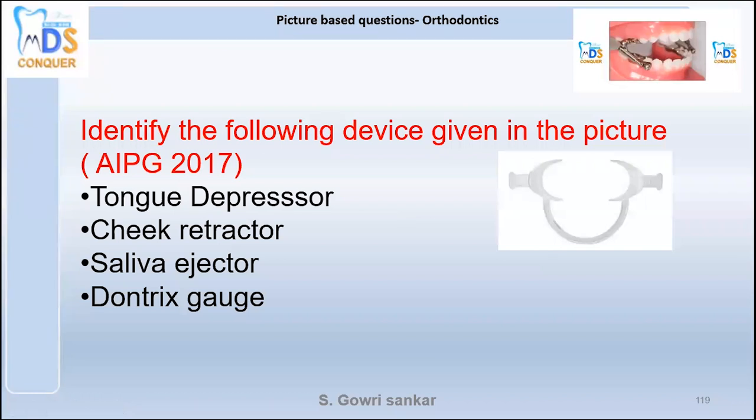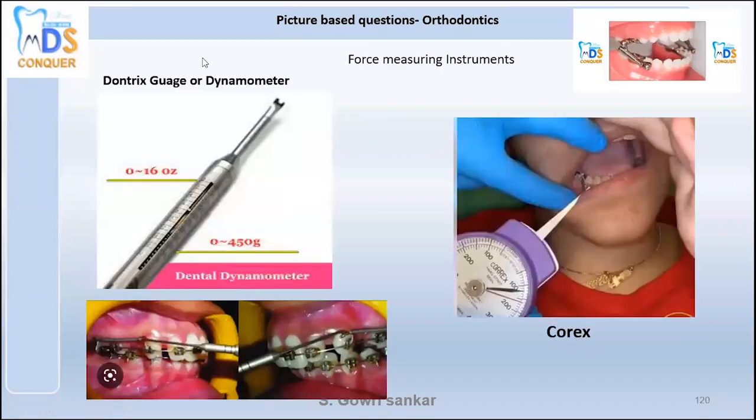This is also given, yes, cheek retractor. No problem. These are the questions you got. So two things which are used for measuring the force. One is the Korex, and this is Dentrix gauge or dynamometer, dental dynamometer. These are used for gauging the amount of force, either with springs or elastics, what we apply. These questions both are given in previous entrances. Remember, Dentrix gauge is a piston-like mechanism, whereas Korex is a dial-like mechanism.